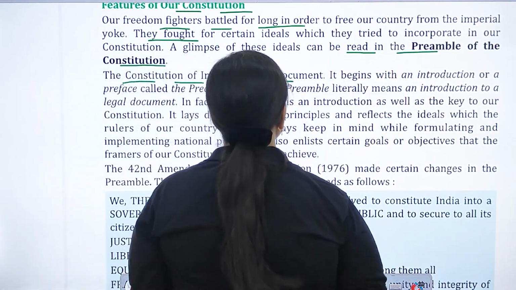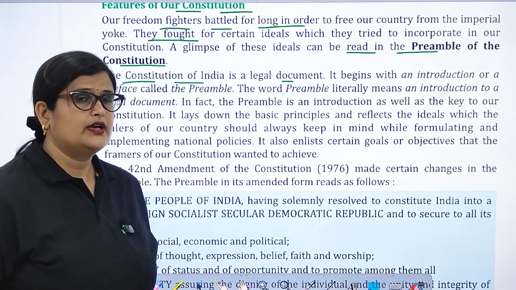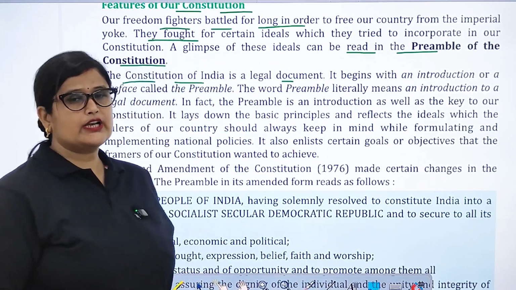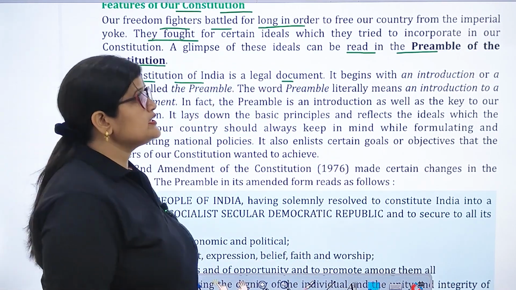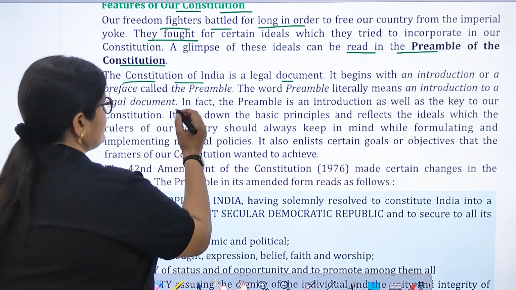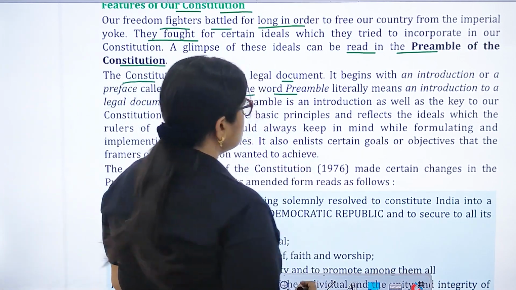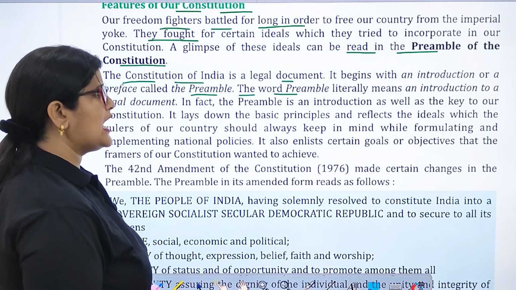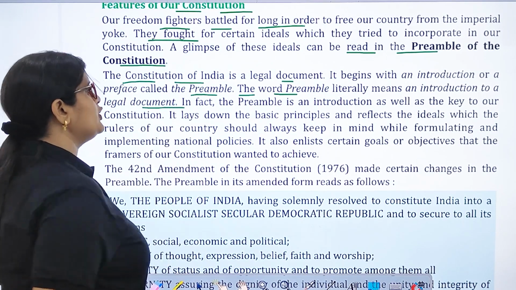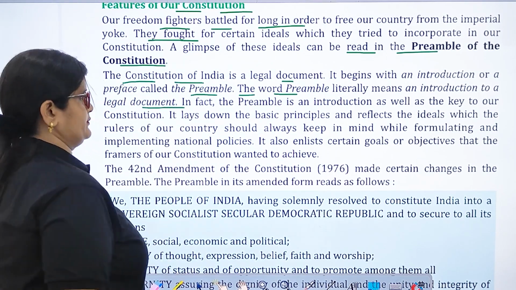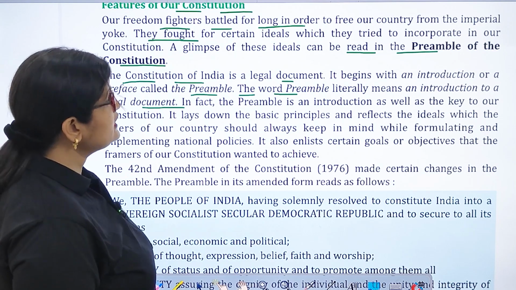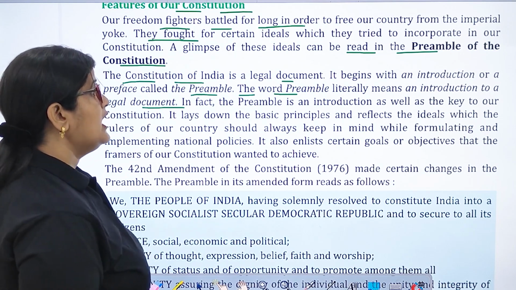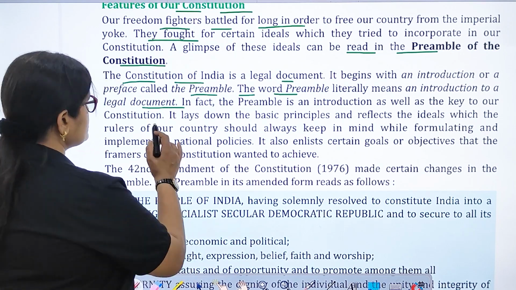The Constitution of India is a legal document. ठीक है, भारत का संविधान जो है वो एक लीगल डॉक्यूमेंट है. It begins with an introduction and a preface called the preamble. The word preamble literally means an introduction to a legal document. In fact, the preamble is an introduction as well as the key to our constitution.